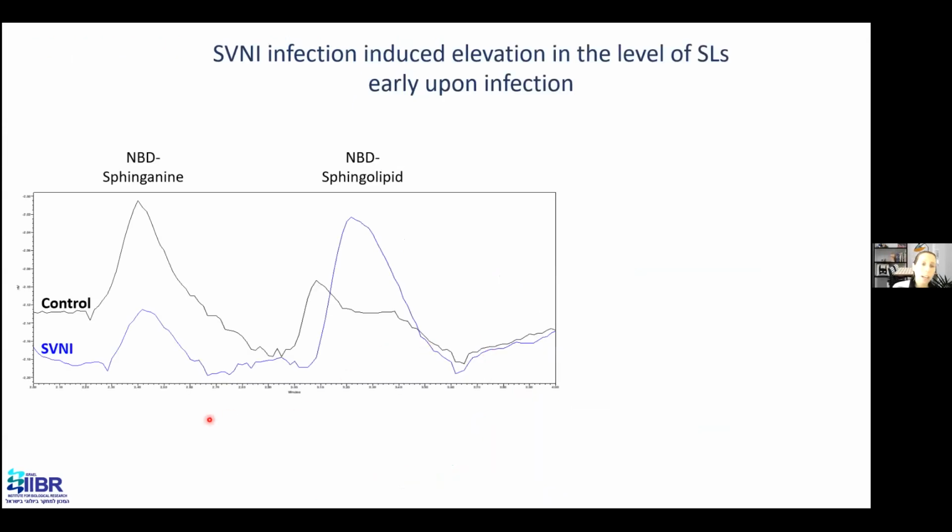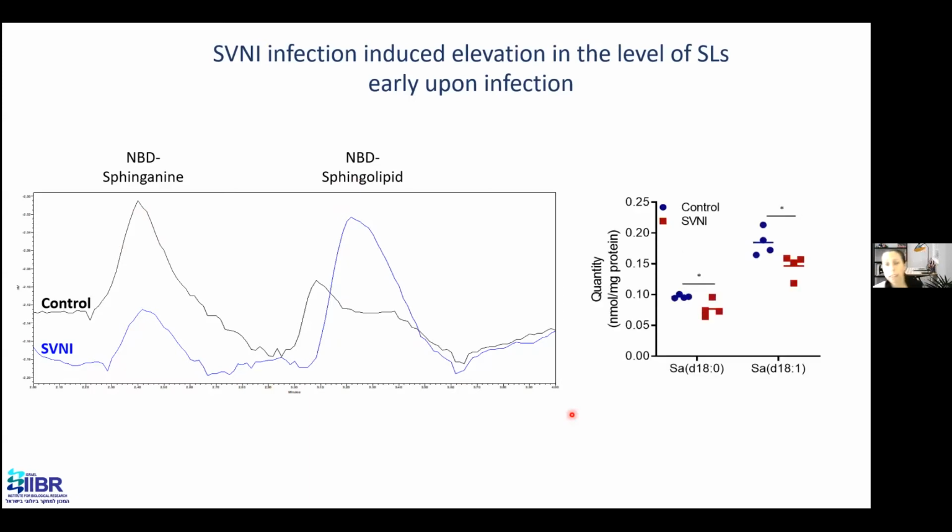This is an HPLC that we did. This is the sphinganine peak. The black line is the control, the uninfected cells. You can see that most of the sphinganine still remains as sphinganine, and only part of it converted into other sphingolipids. In the infected cells, we see a decrease in sphinganine, meaning it gets into the pathway, and we see this peak, meaning more sphingolipid was generated.